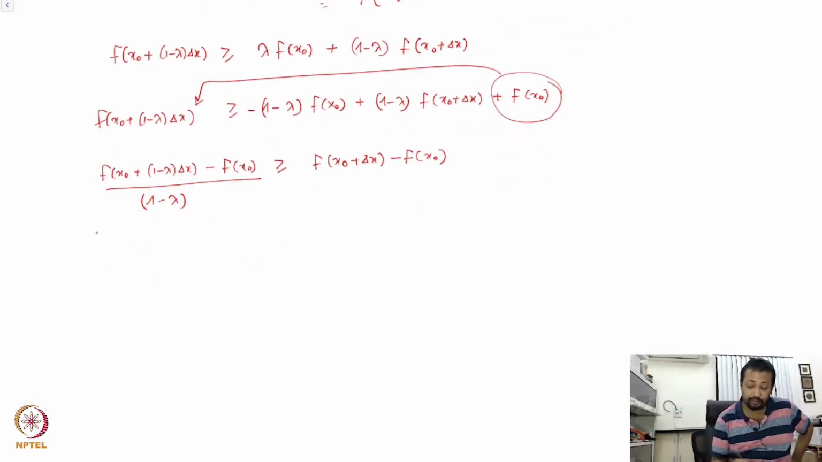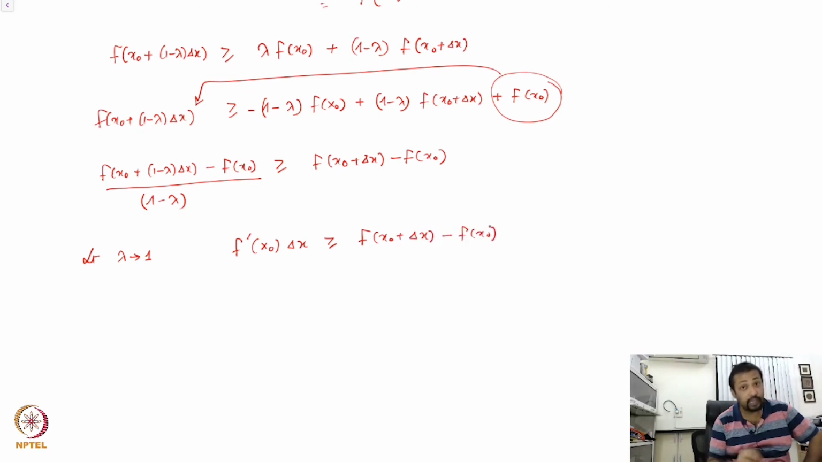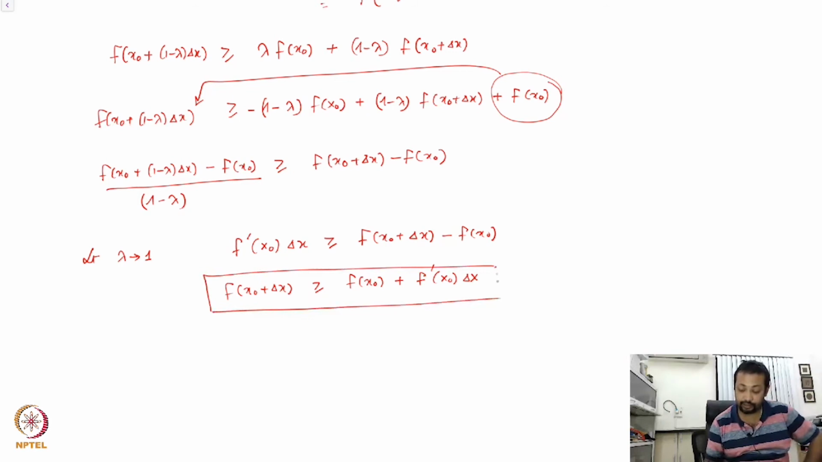Not very complicated. It's very simple algebra that we are doing over here. Now let's take the limit of lambda to 1. If I take the limit of lambda to 1, essentially the left hand side I have is f dash x0 delta x must be greater than f of x0 plus delta x minus f of x0. I'm going to recast this equation again and write f of x0 plus delta x must be greater than f of x0 plus f dash x0 delta x. And this is the equation that we have come down to.